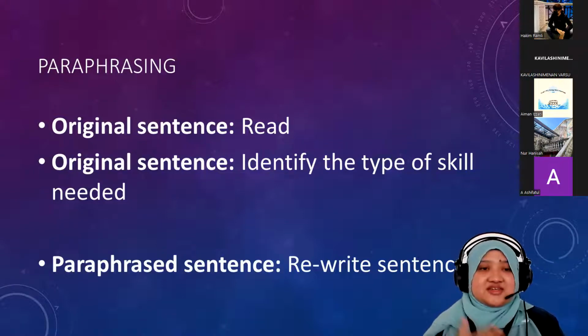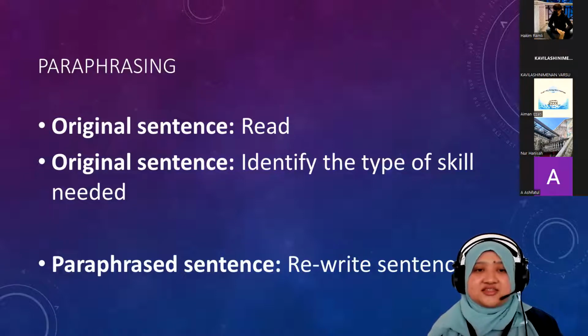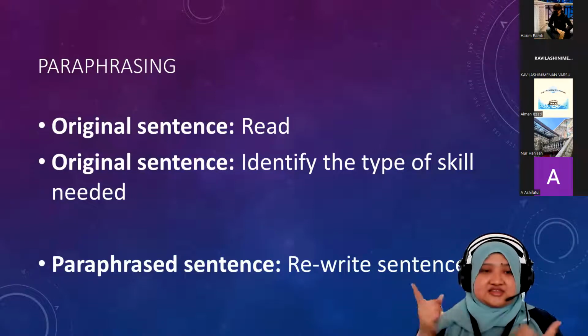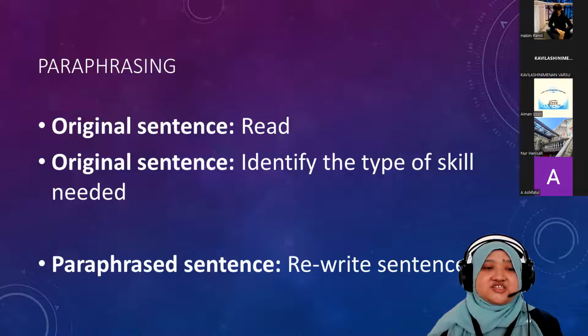So this is the first one. For paraphrasing, the tip is to first read the original sentence, and then identify the type of paraphrasing skills that you need to use. Is it synonym? Okay, or change the synonym. Do you need to change the word order?